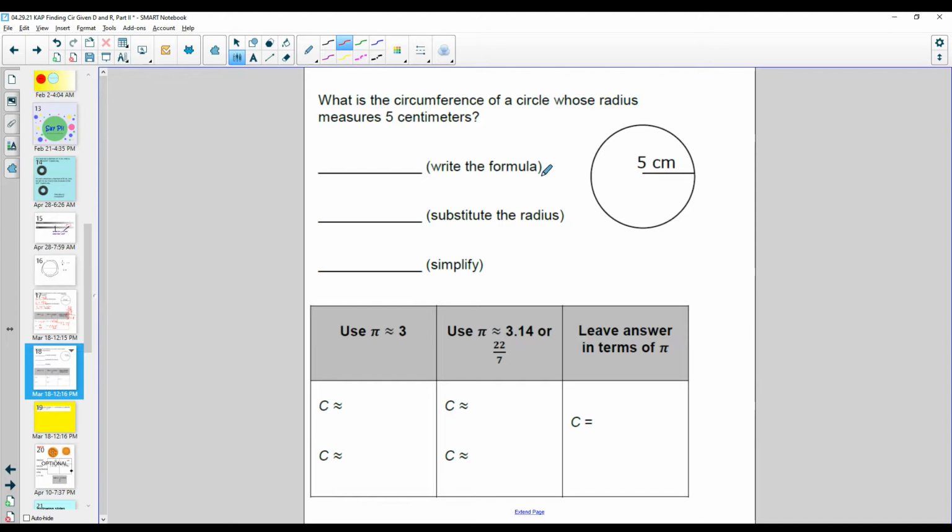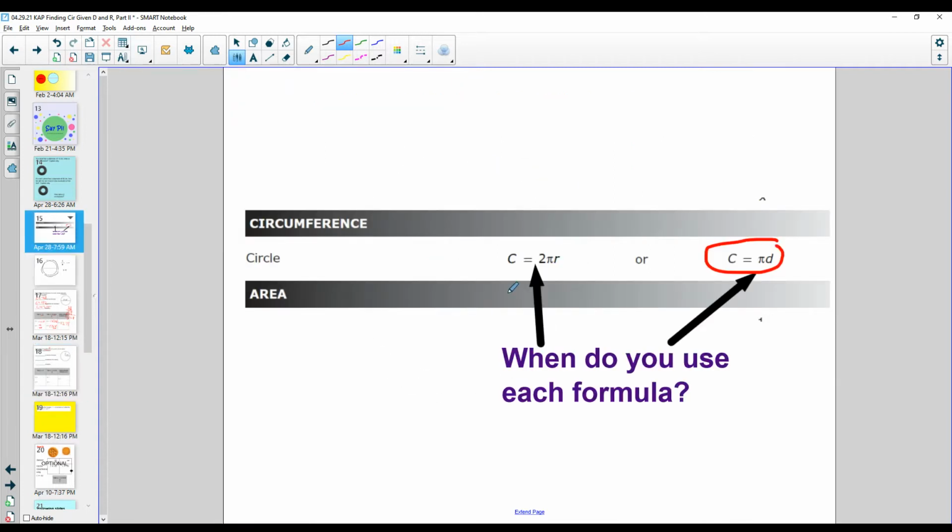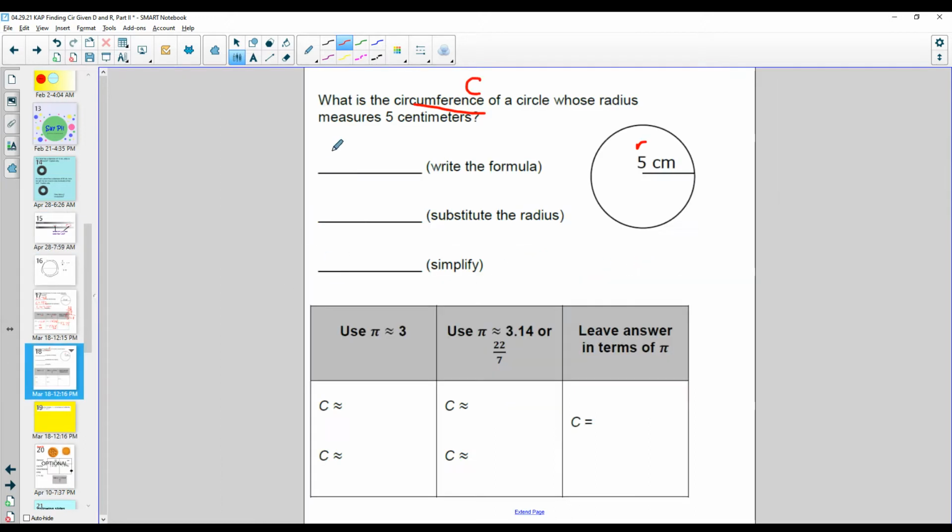What is the circumference of a circle C whose radius measures 5 centimeters? So which formula should I use? Well, it's about radius. So I use the first one. C equals 2 pi r. Substitute the radius with 5. 2 pi 5. Is there a simpler way of saying 2 pi 5? 2 radius makes a diameter, so 2 5s are 10 pi.